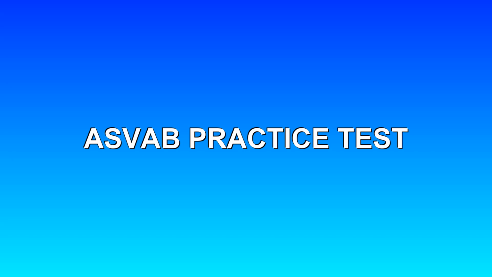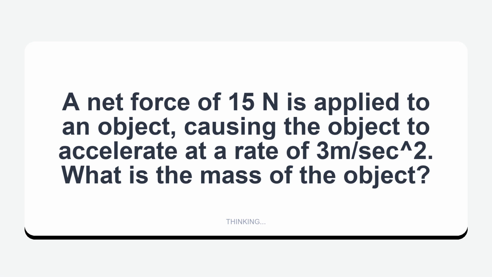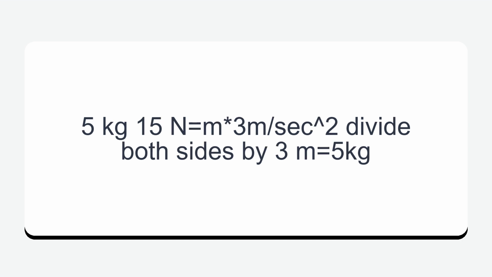ASVAB practice test. A net force of 15 N is applied to an object, causing the object to accelerate at a rate of 3 m/s². What is the mass of the object? 5 kilograms. 15 N equals m times 3 m/s². Divide both sides by 3: m equals 5 kg.